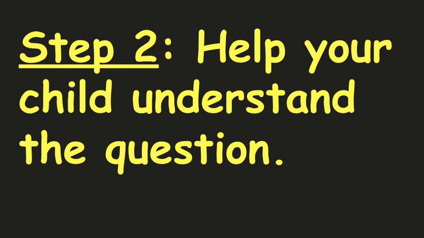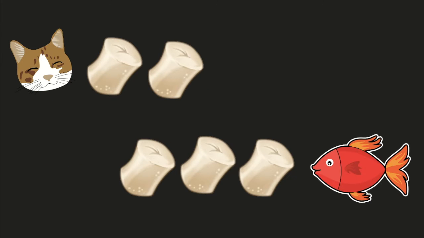Step 2. Help your child understand the question. If your child was able to act out the story successfully using objects, the next most important step is making sure your child understands the questions that they need to answer. Just like before, asking questions that do not involve numbers may help your child acclimate.